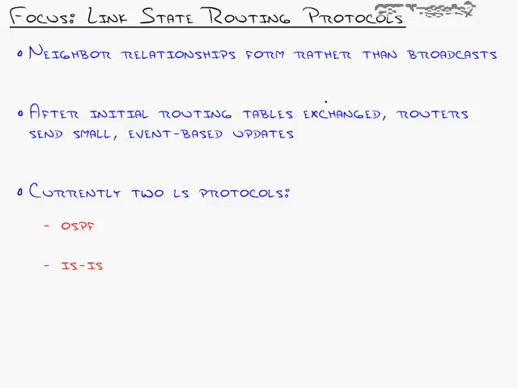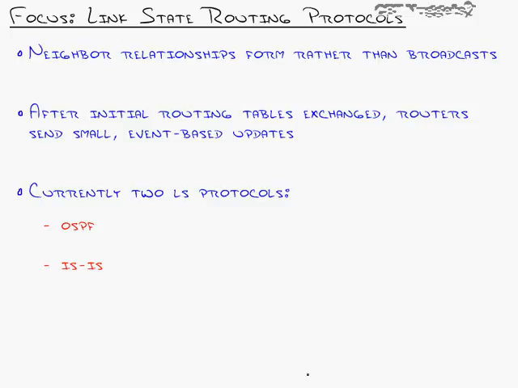After the initial routing tables are exchanged, routers just send small event-based updates. Meaning, with distance vector, we sent the whole routing table every 30 seconds. With link state routing protocols, I only send an update when I need to send an update. When something changes, I would say, hi, Michael, 192.168.1 just went down. And you go, oh, that's great. I'll remove that from my table. And then I just look at him and go, hi, Michael. Nothing more. I don't need to send any more updates, unlike RIP.